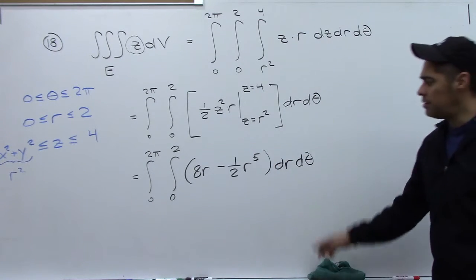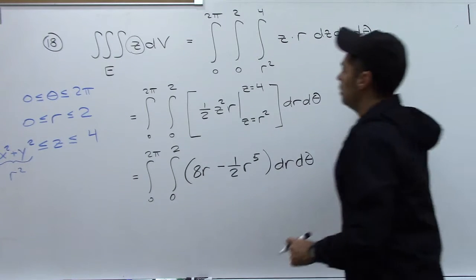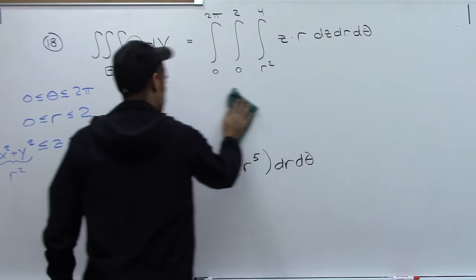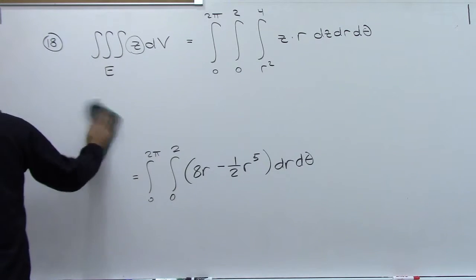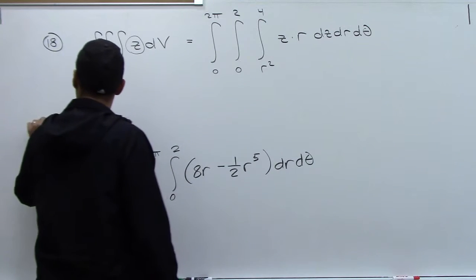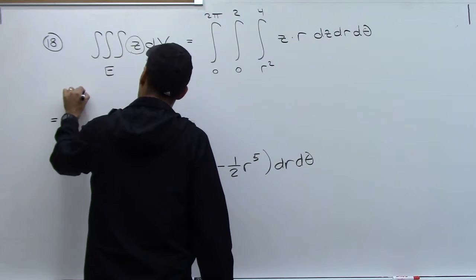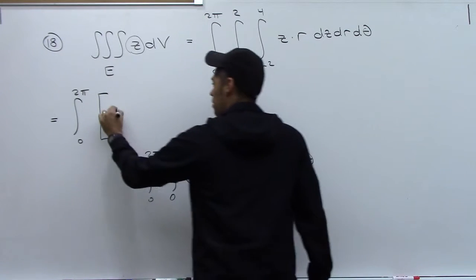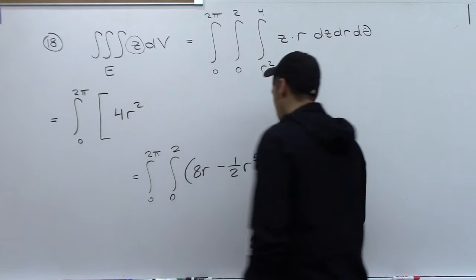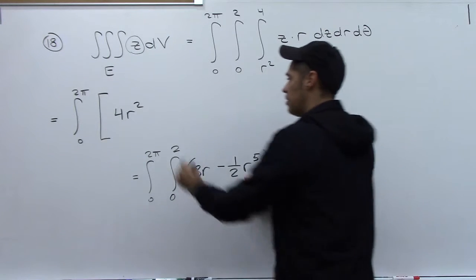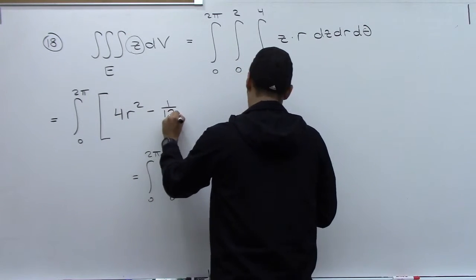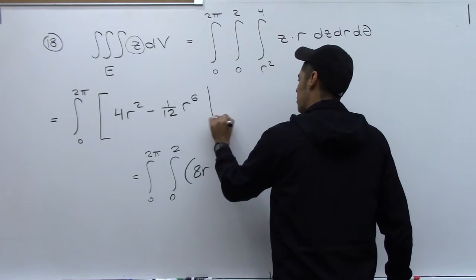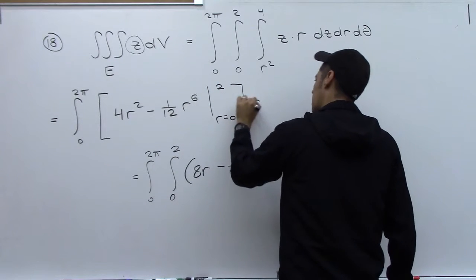Now I'll integrate this with respect to r. So this equals the integral from 0 to 2 pi. Now I'm doing my integration. The antiderivative of 8r with respect to r is 4r squared. And then the antiderivative here, minus 1/12 r to the 6th. And I'm evaluating this from r equals 0 to 2, d theta.